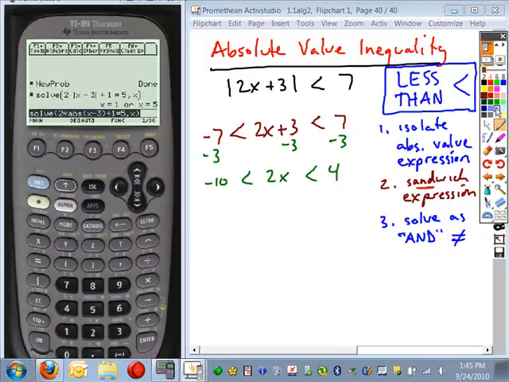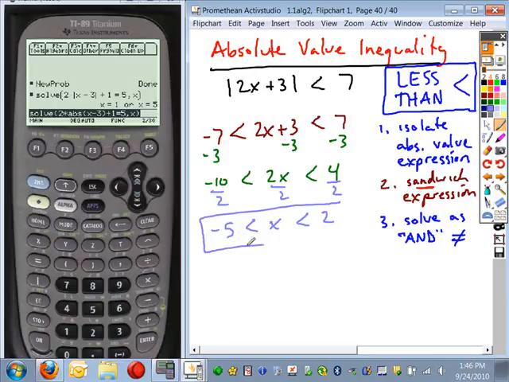Continue to undo. So we can now divide all parts by 2. Whatever you do to one part, you have to do to the other parts, all three. And then just simplify what you have here. And so if I was asking you to write this in interval notation, your lower limit would be negative 5, your upper limit would be 2. Would there be brackets or parentheses around these? Parentheses, good.